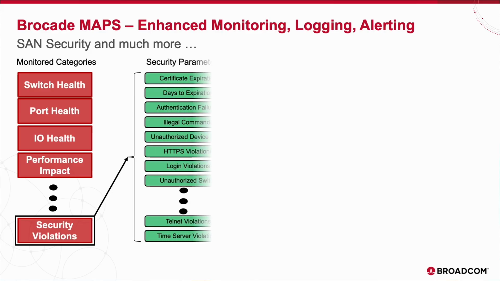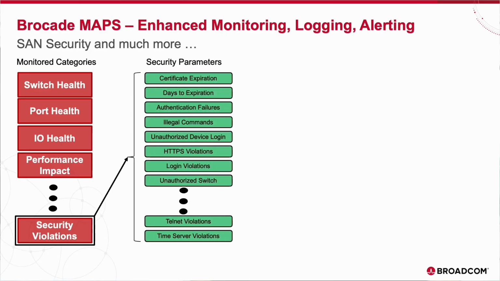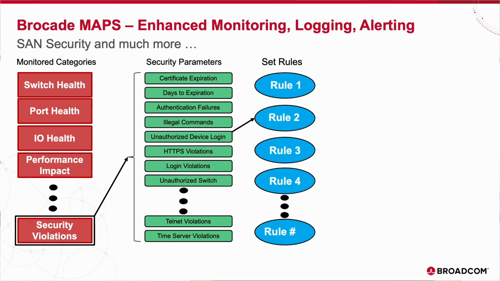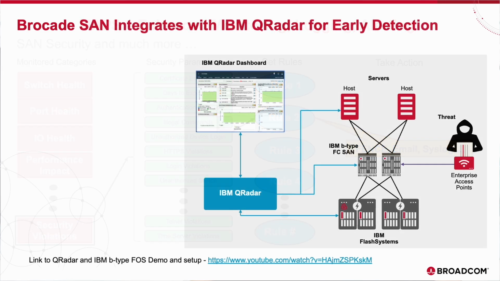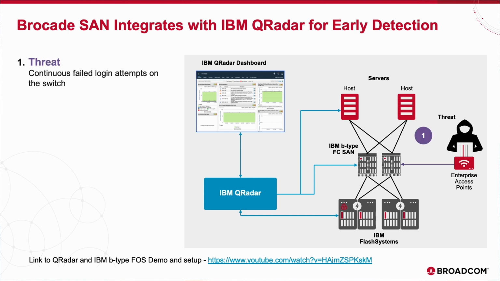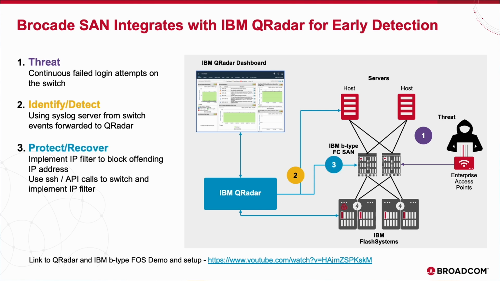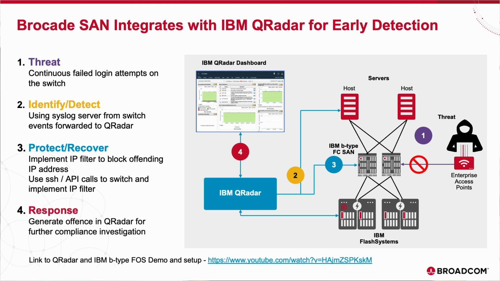MAPS has many monitors, including monitoring things like security, performance monitoring, and marginal components. We also integrate with IBM QRadar for early detection. In this example, if you have continuous failed login attempts on a switch, the switch will, using a syslog server, notify QRadar. QRadar will then use SSH or API calls to implement IP filters on the switch. In addition, QRadar will get a message into the QRadar dashboard for further compliance investigation.